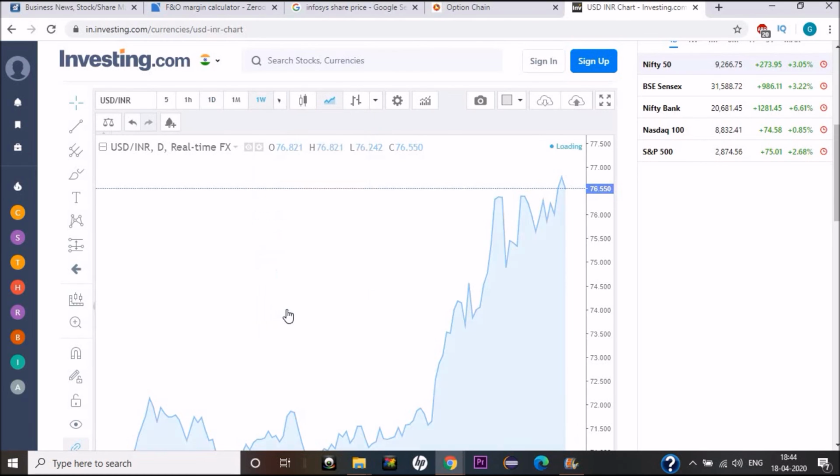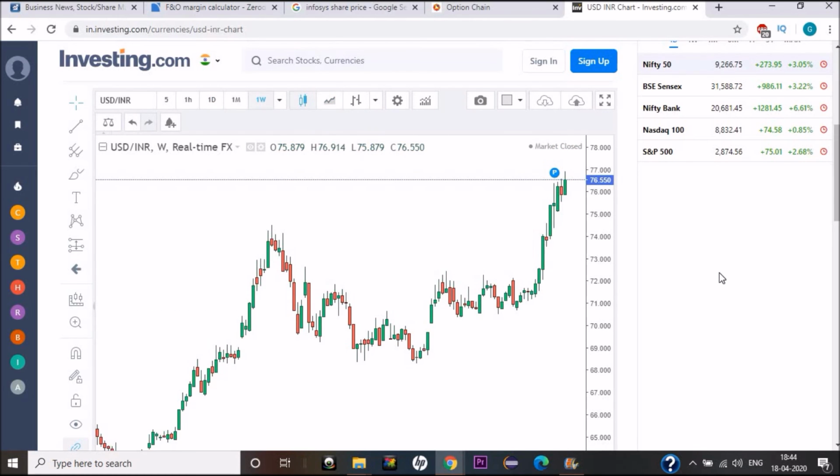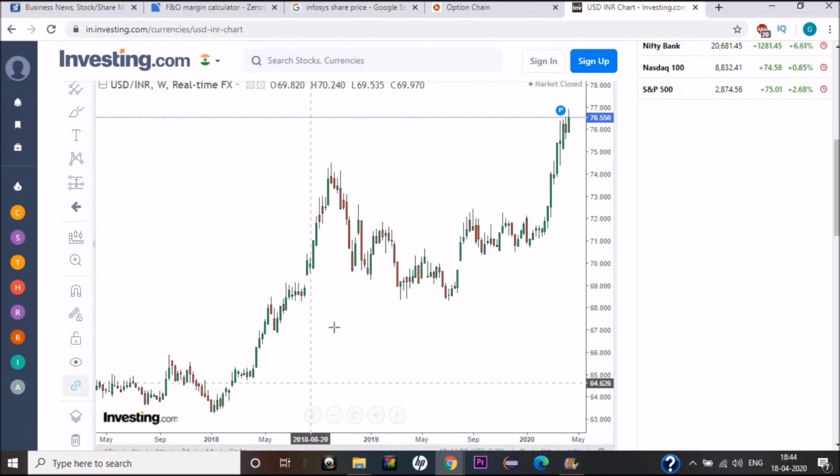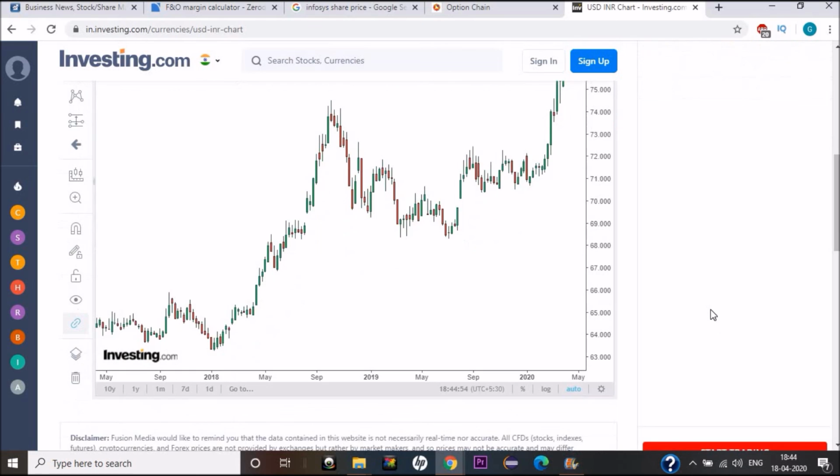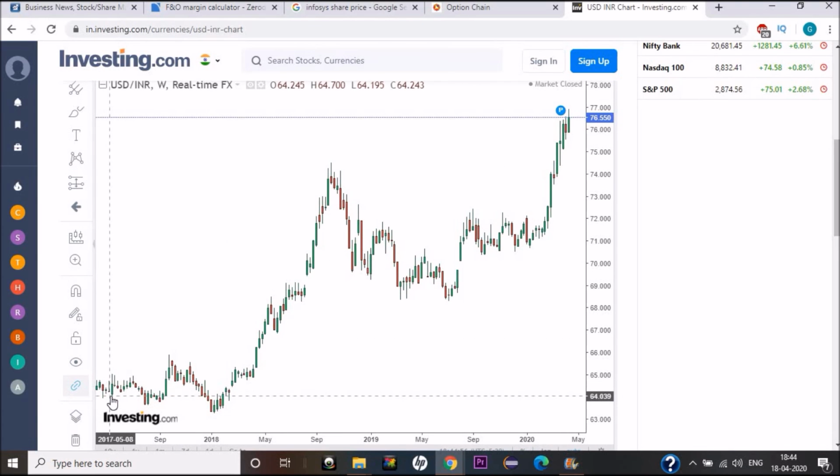So let's say I open a weekly chart, right? I have candlesticks from May to May. Now you can see the fluctuation. Last May it was around 64, and then it went up to 74 in 2018, right? In 2018 it went to 75, and then coming back, in 2019 it was around 70. So a 5 rupee fluctuation on a yearly basis.